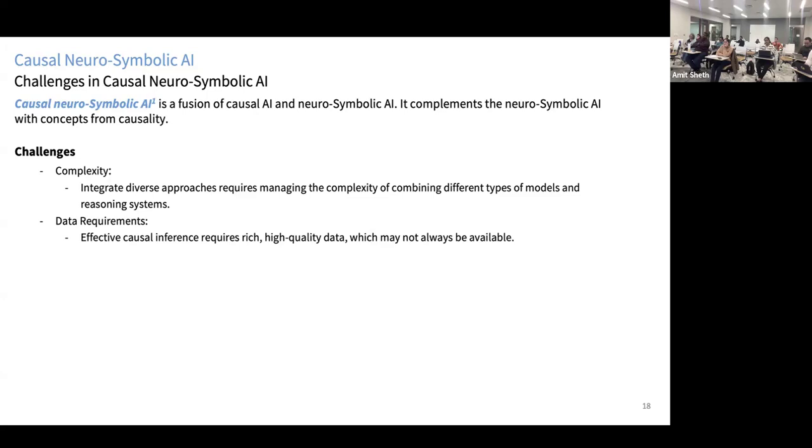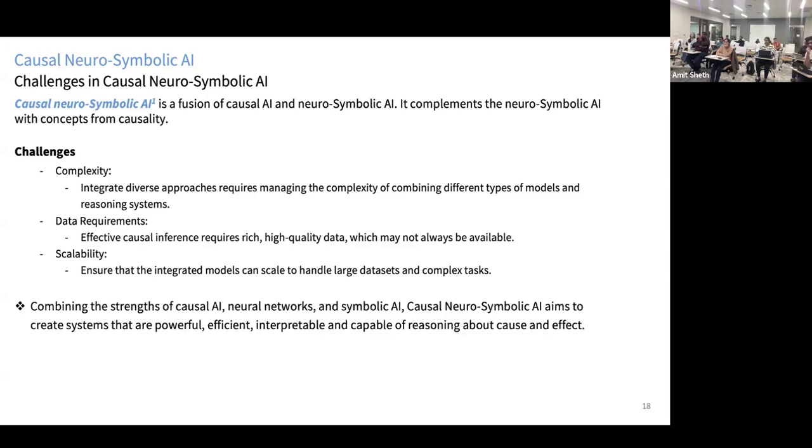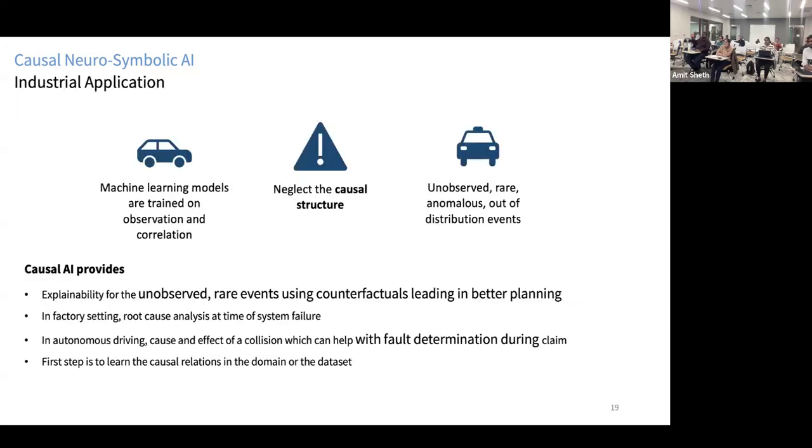You cannot run a neural network on a small amount of data. Typically, they give you good results, but they need to stabilize, and for that, they need a large amount of data. Causal inference also requires rich, high quality data, which may not be available most of the time. Scalability: since you're combining everything together, how do you make sure they are able to scale well to handle large data sets and complex tasks? So combining the strengths of these approaches, we aim to create systems that are powerful, efficient, interpretable, and capable of reasoning about cause and effect.